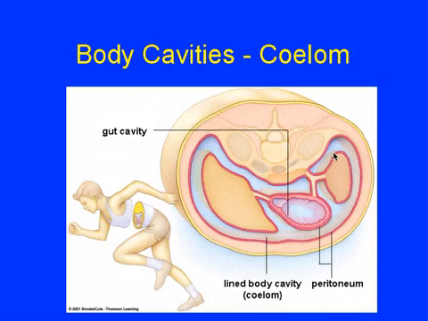True coelomates have a body cavity. Here it is in this blue area right here, and it's lined by a peritoneum. So that means that here's the gut, here's other organs, and there's space between organs and the body wall. Now this space is filled with liquid or fat or other things, but there is a cavity.